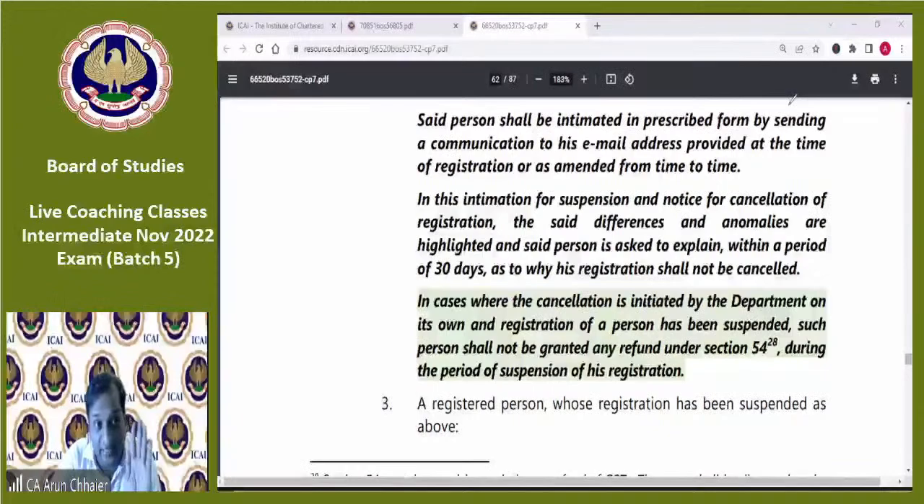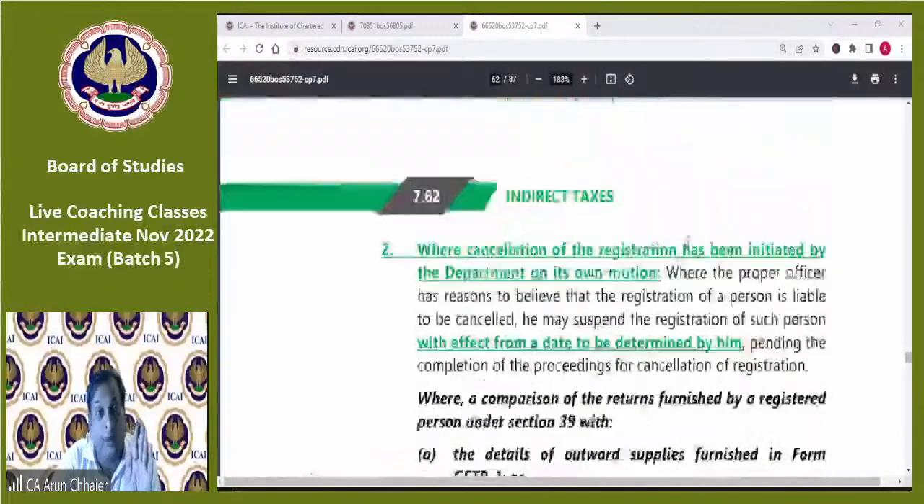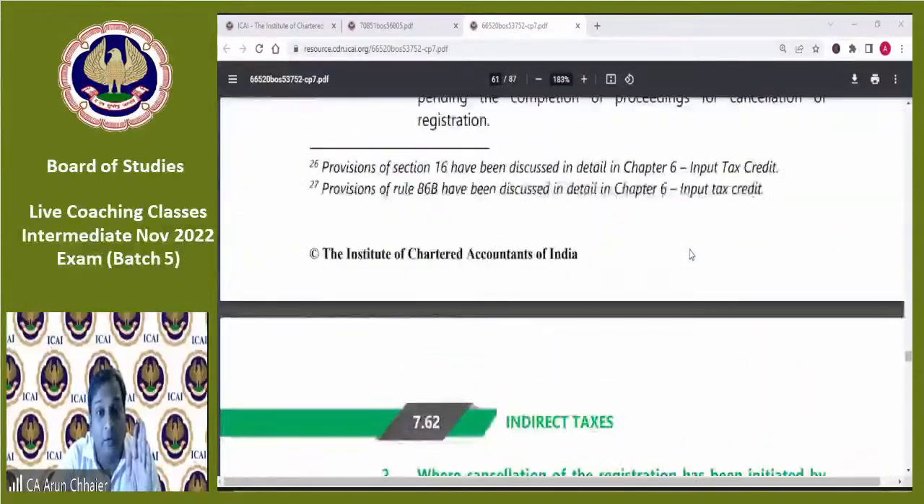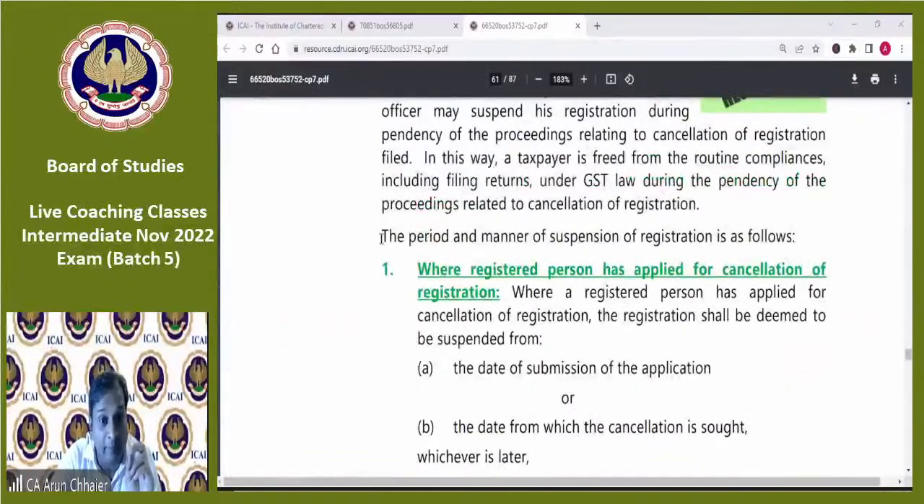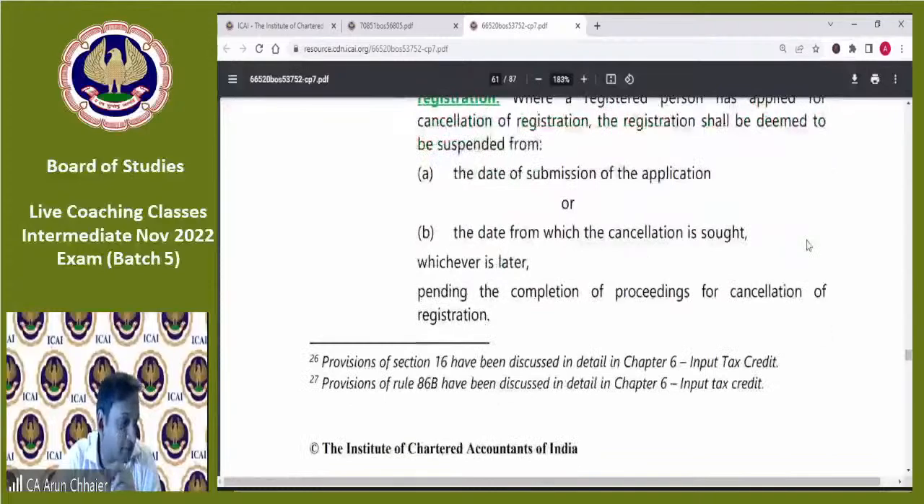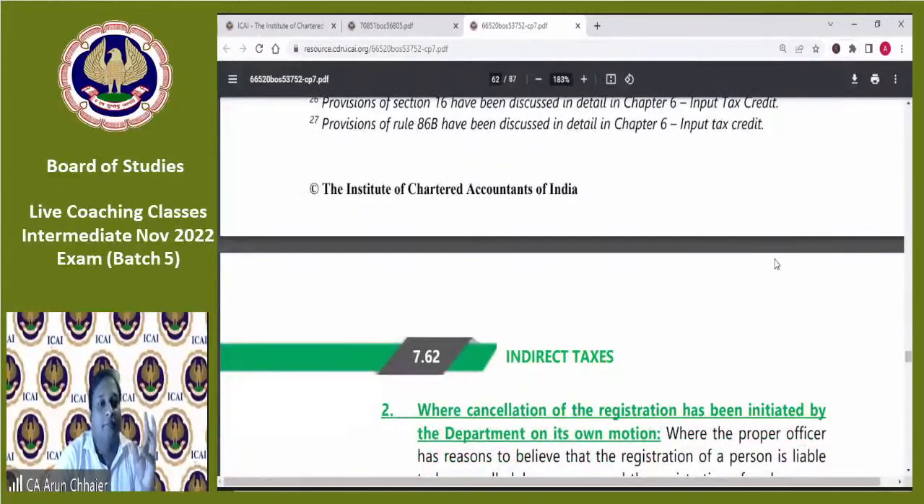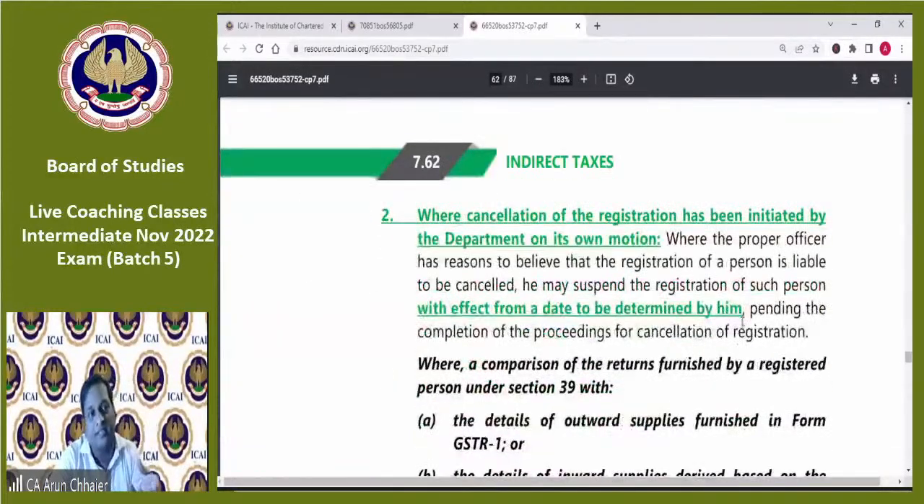Now, this is the suspension. What we are talking about? What is the period? The period and manner of the suspension. Anomaly means differences such that they indicate that there is a fraud, willful misstatement. There is some gadbadi, something wrong, some scam. There is some fraud. There is some malafide practice going on.